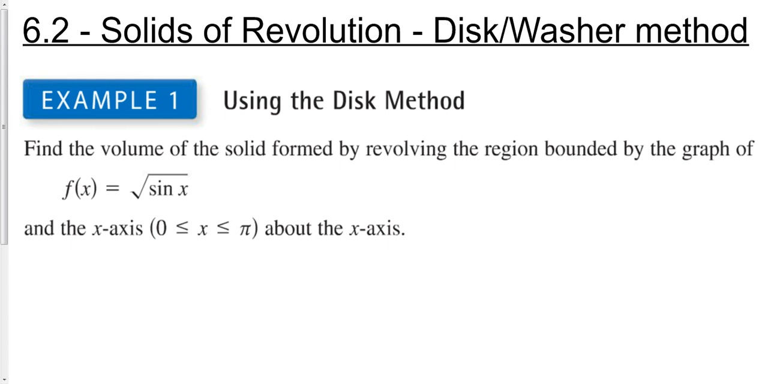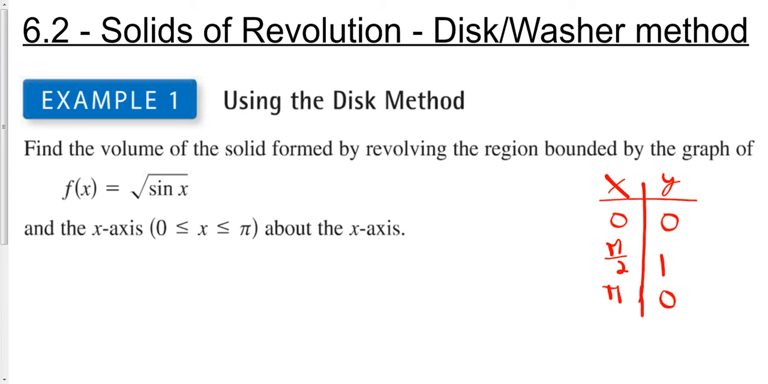Alright, so the disk method. We're going to make a bunch of disks, a bunch of washers, and that's going to show us the shape. We're trying to rotate this region that's bounded by the square root of sine of x around the x-axis. What I would probably do is make a table at first to figure out what some values might come out as. We know sine of 0 is 0, so square root of 0 is 0. We know sine of pi over 2 is 1, so square root of 1 is 1. And we know sine of pi is 0, so square root of 0 is 0.